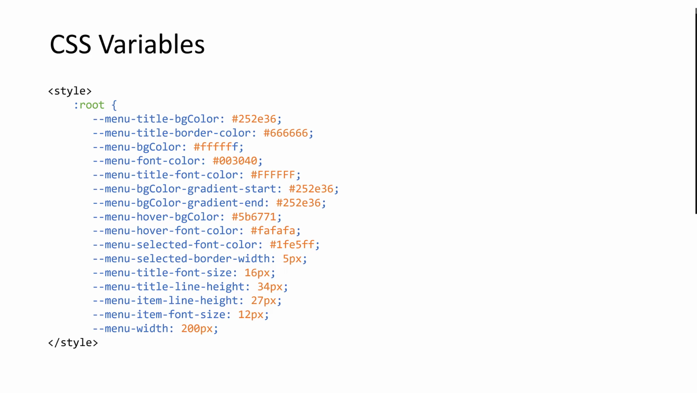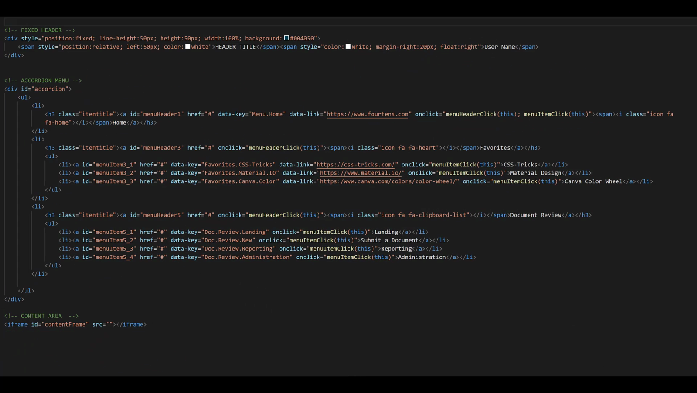Now let's take a closer look at the HTML, the CSS, and the JavaScript. Here we see the HTML for our single-page web form design. We have the fixed header defined first up top. Then we have our accordion menu and all of our HTML for that there. And then we have the content area. Now that in itself is not going to do us much.